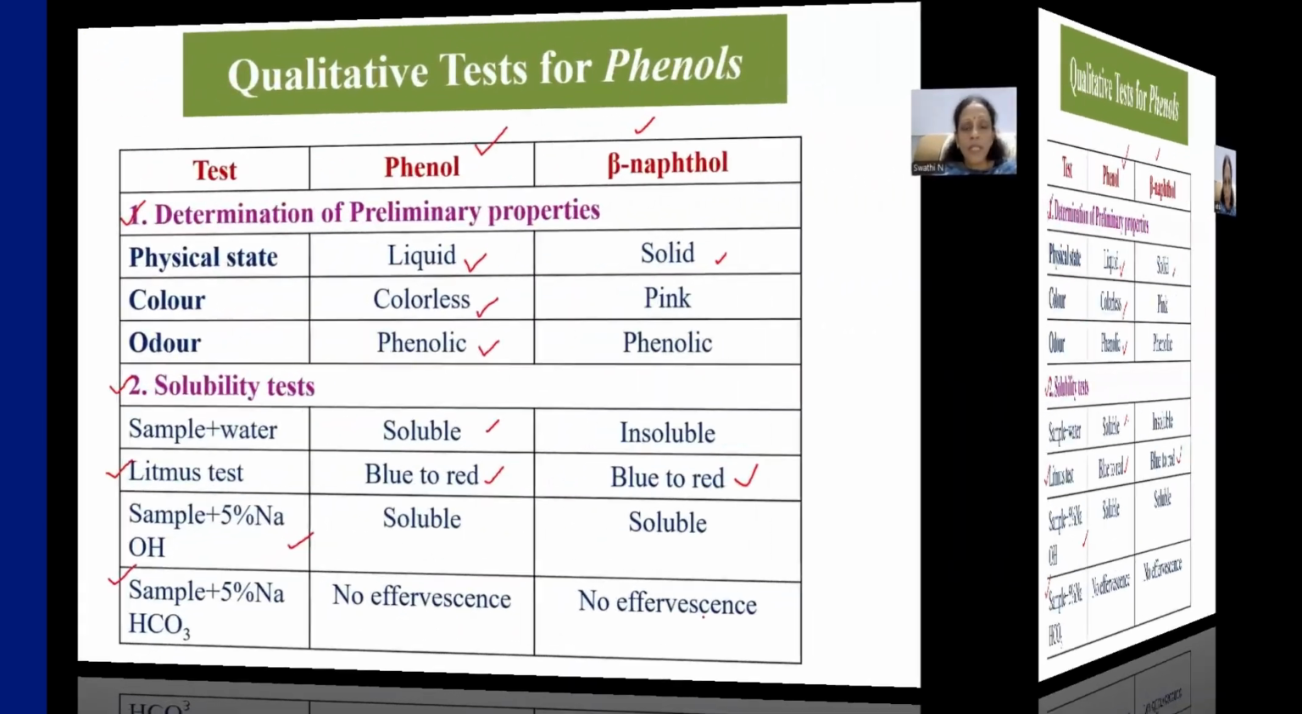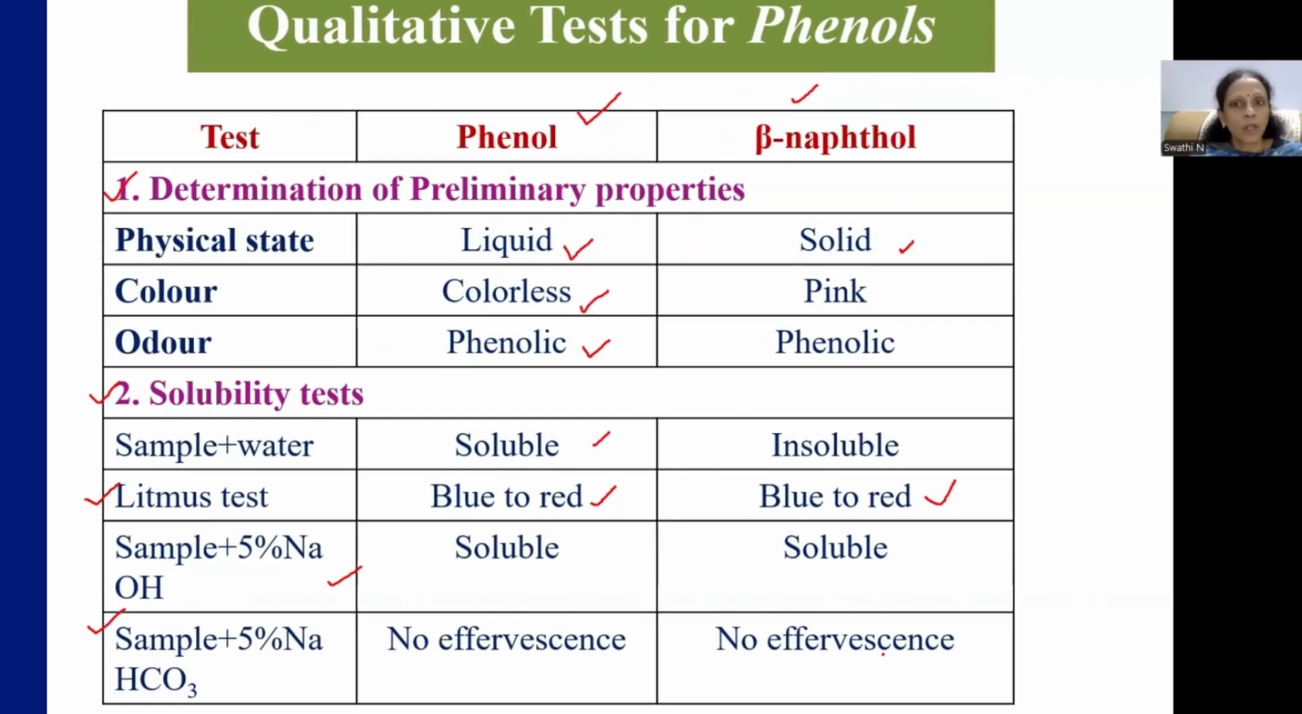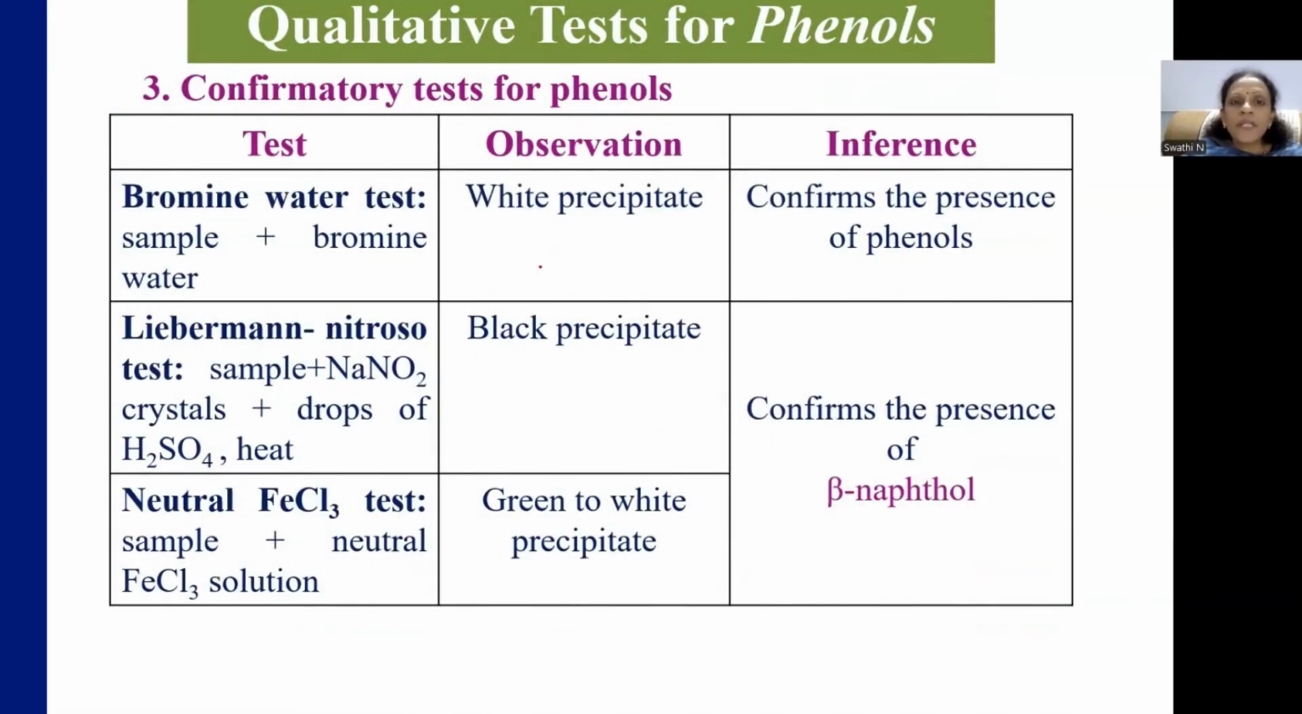So once the given compound is identified as a phenolic substance, that is, it may be phenol, alpha-naphthol, beta-naphthol, cresol and so on, then in the next step, confirmatory tests will be done. So these are the confirmatory tests for phenols.